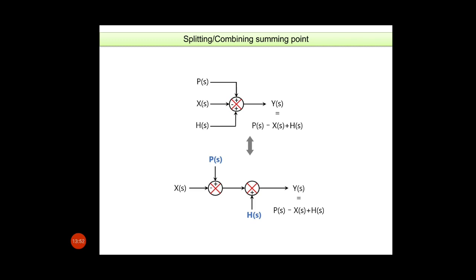The next rule is splitting of the summing point or combining of the summing point. If you have a summing point like this and the output is P(s) minus X(s) plus H(s), and you want to split or combine this summing point into two summing points, then you can split it like this. See the below diagram.